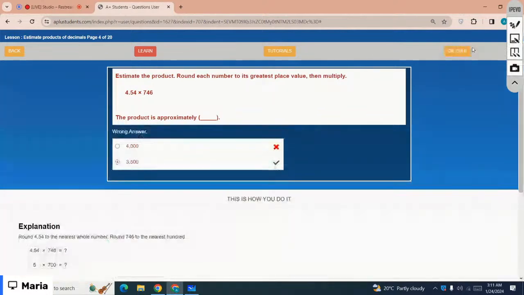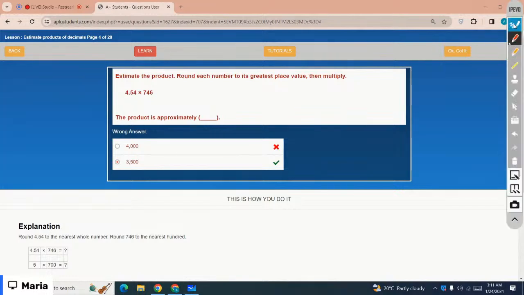3500, 700. Oh, 746. 46 is less than 50. Sorry, sorry, sorry. You can see here you have 46. That is less than 50. So you can round this to 700 and 700 times 5 is 3500. The correct option is 3500. Sorry, I thought the number is greater than 50.